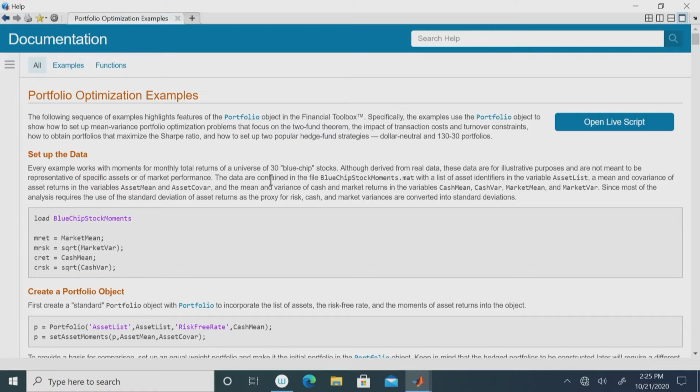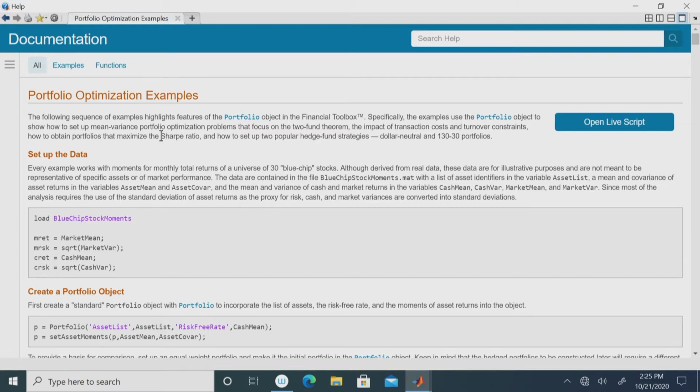So, we start off with portfolio optimization examples. We will look at a few examples which mainly use the portfolio object, which is a critical part of the financial toolbox. The specific examples show how to set up a mean variance portfolio optimization problem with an emphasis on a few things, namely the two-fund theorem, and we will also incorporate the notion of transaction cost and turnover constraint into the problem.